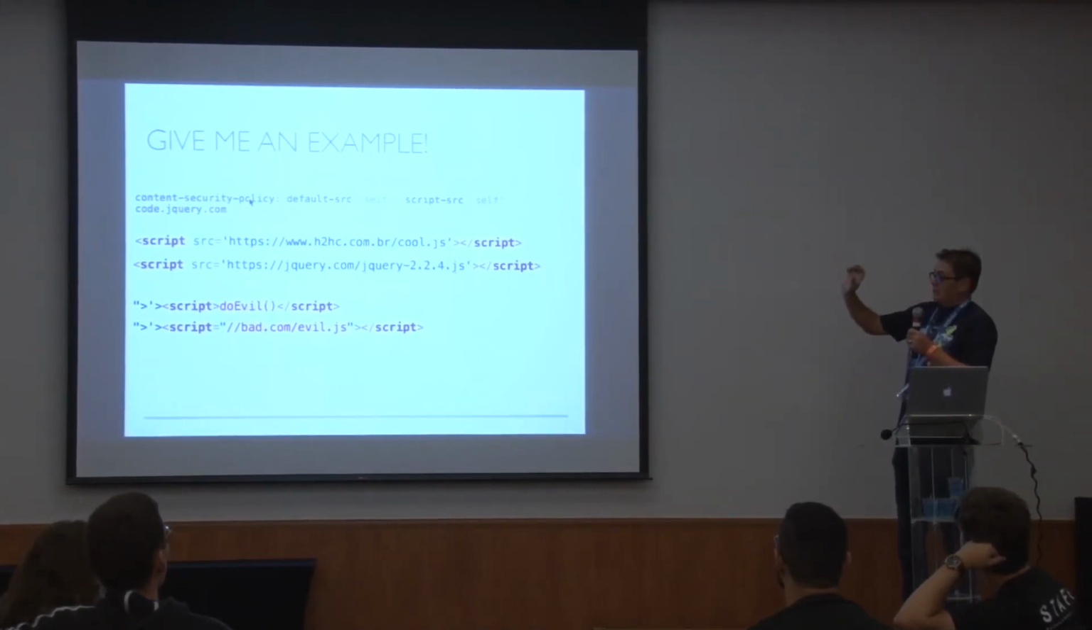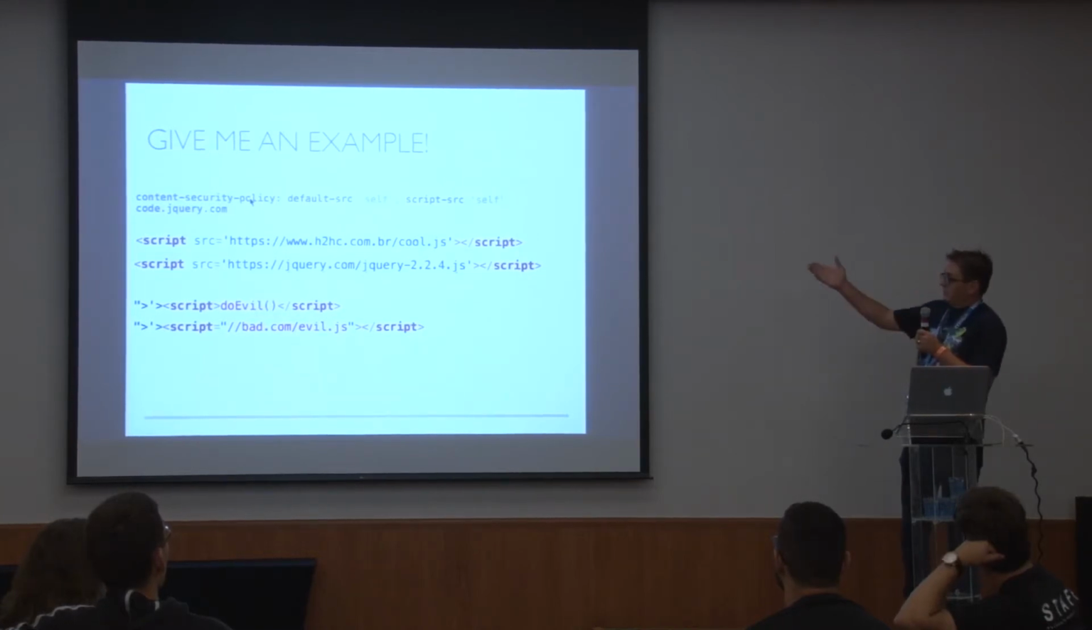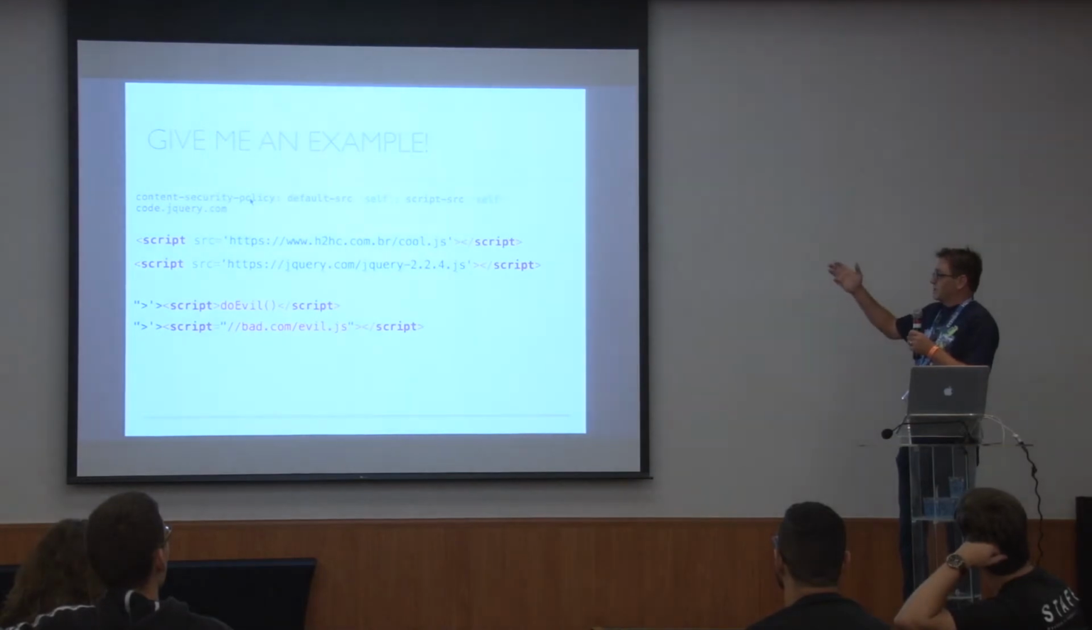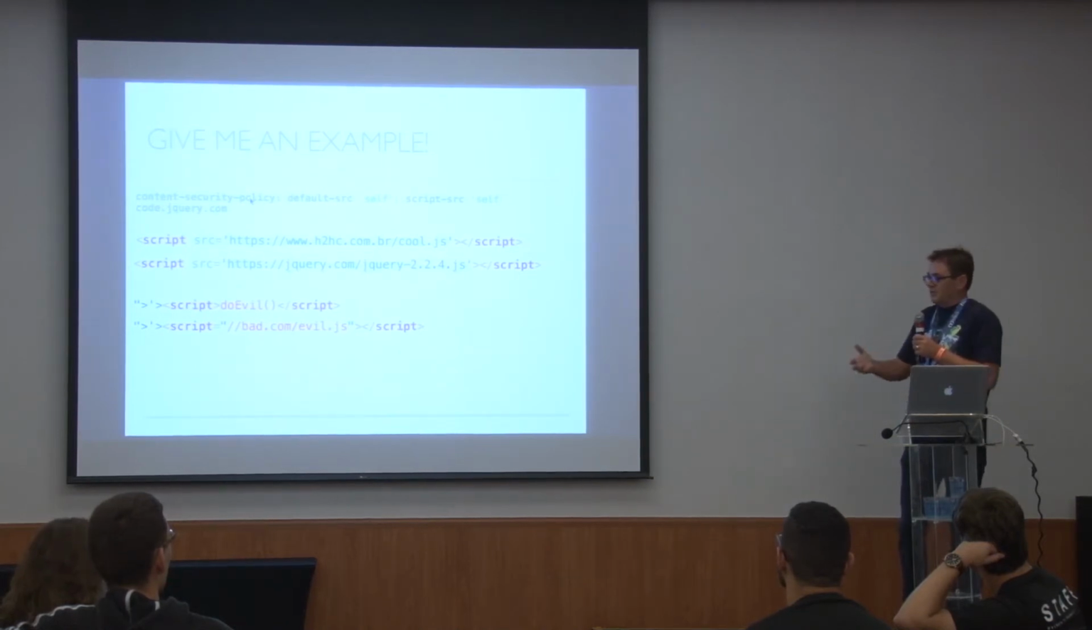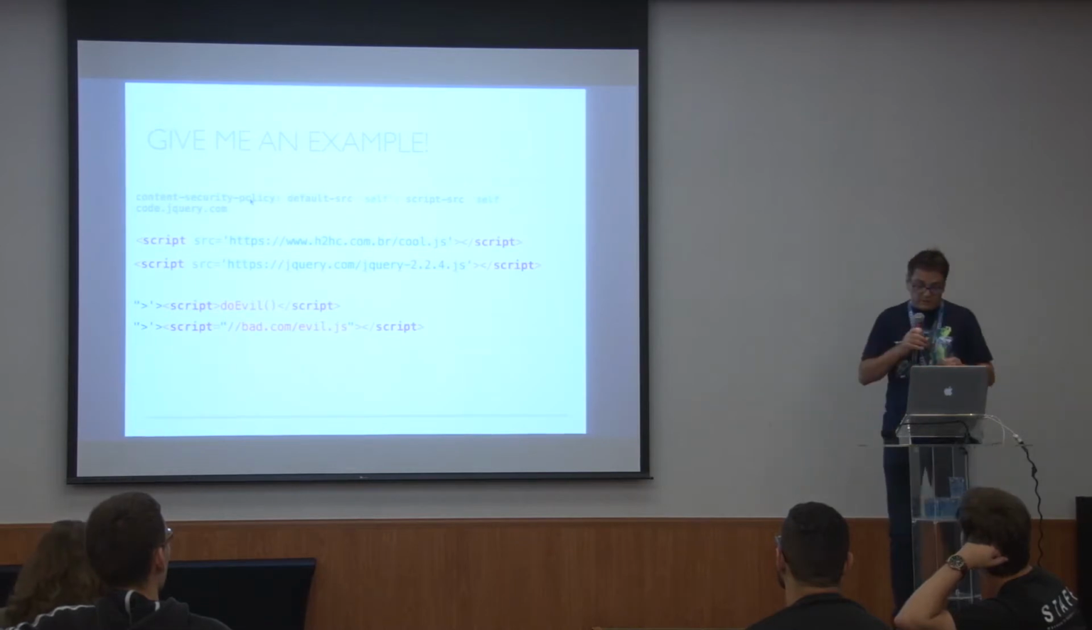It's basically a semicolon-separated directive name and some value sequence. So for example, here is default-src 'self'; script-src 'self' code.jquery.com, which means that we allow any resource to be loaded only from itself, from the origin of the web page that was served, except scripts. For scripts, we want them to be loaded from self and code.jquery.com.